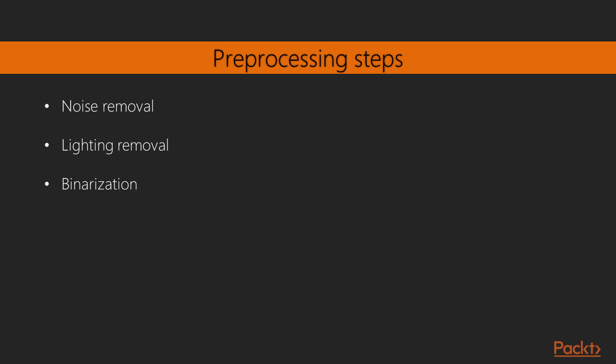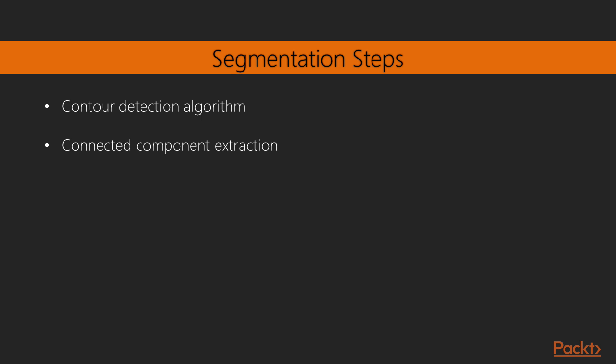The preprocessing step is further divided into three sub-steps: the first one is noise removal, the next one is lighting removal, and finally, binarization. In the segmentation step, we will use two different algorithms. The first one is the contour detection algorithm, and the second is connected component extraction.